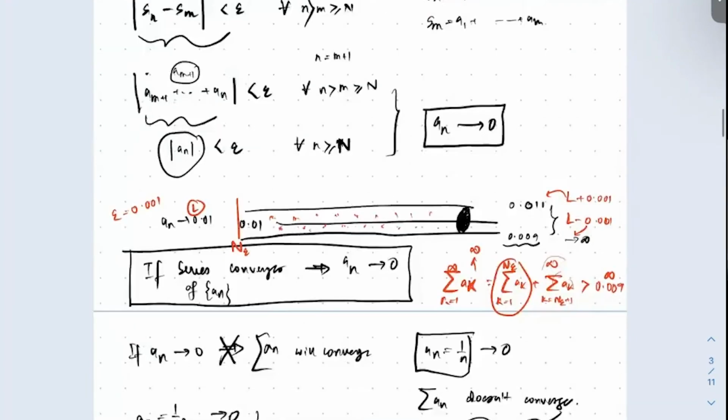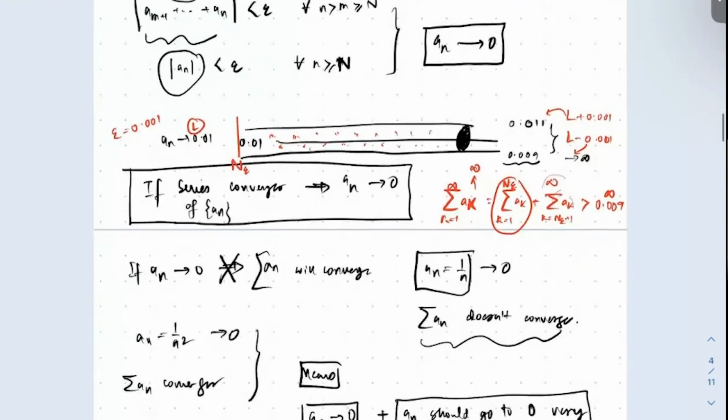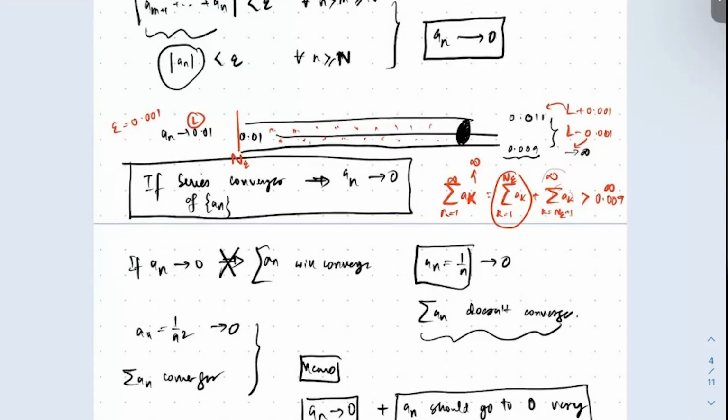So I hope you got a good introduction to sequences. Next day there will be more comparison tests and other things coming out, and you will enjoy it, of course.